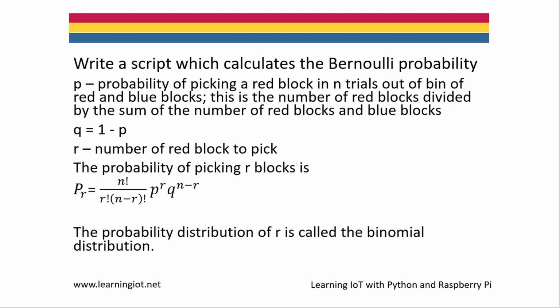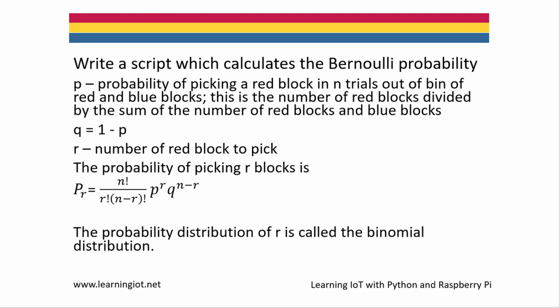Factorials can be used to calculate the Bernoulli probability function. This is the calculation of the probability of obtaining a particular result. For instance, let's say you had a bin with 10 red blocks and 15 blue blocks. Let's say you wish to calculate the probability of picking out 3 red blocks in 10 trials. First, you would calculate the probability P of picking out a red block over a series of n independent trials. And you would assume that P is constant.